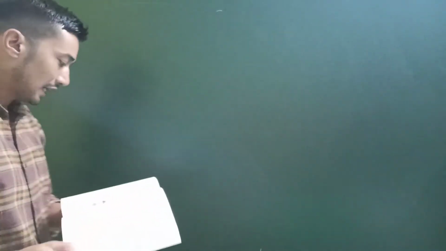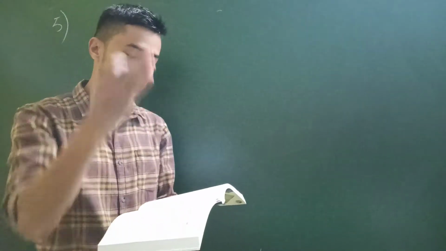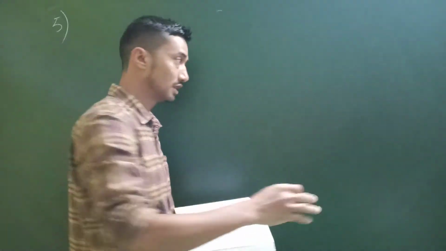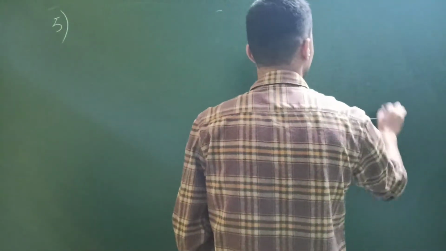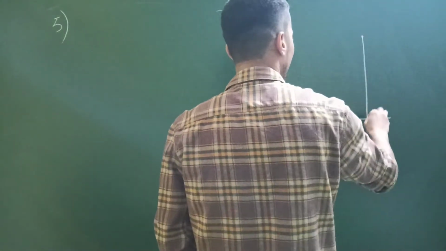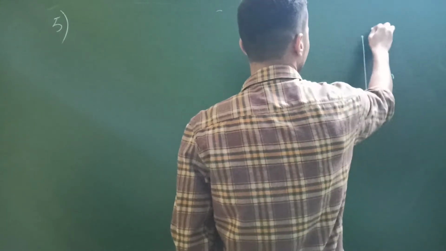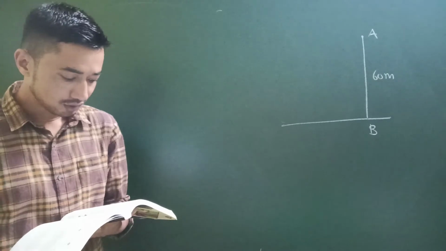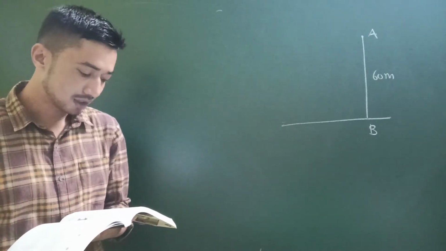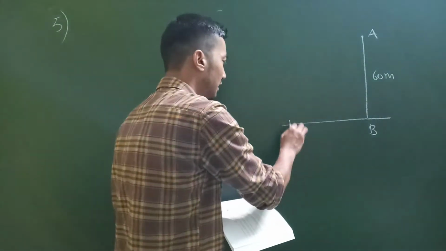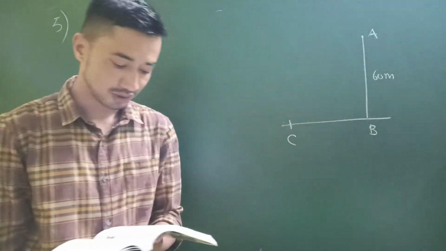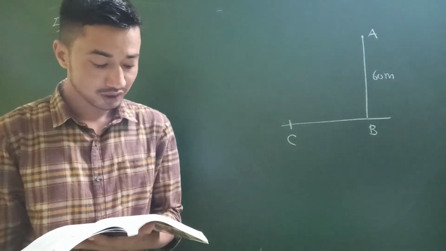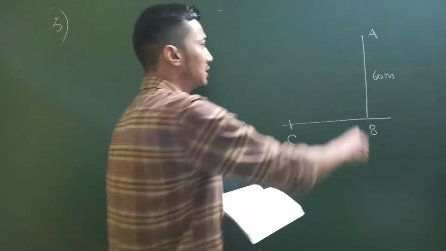Question number 5. A kite is flying at a height of 60 meters above the ground. Again, let this be the ground, let this be the kite, and this be the height, 60 meters above the ground. Let us name it AB. The string attached to the kite is temporarily tied to a point on the ground. The inclination of the string with the ground is 60 degrees.